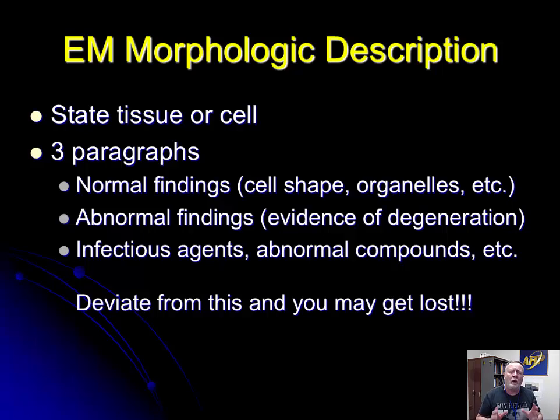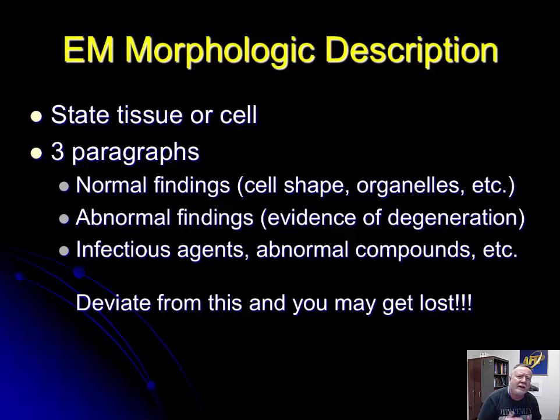The first thing that you want to do with a description of EM, or even any analysis of EM, is right up front state the tissue or the cell that we're looking at, because usually you're looking at 1 or 2 or 3 cells, not an entire tissue. So it's important to let your audience know, based on what you see in the photomicrograph, what organ you're in, what part of what organ you're in, and what particular structure you may be looking at.